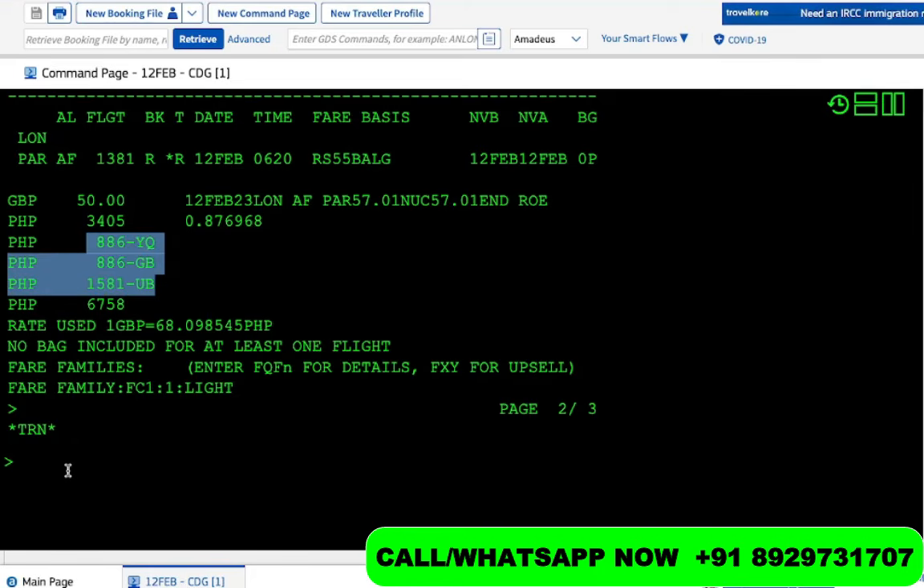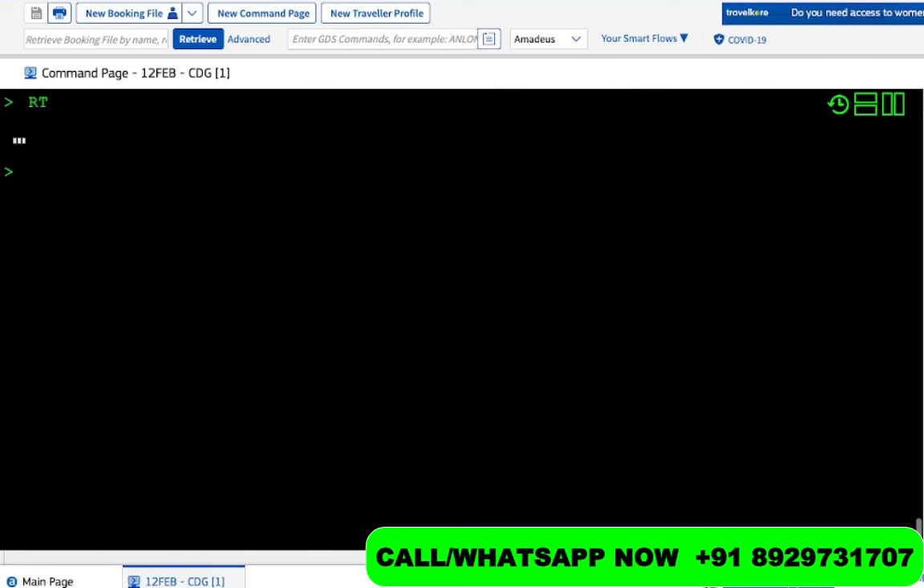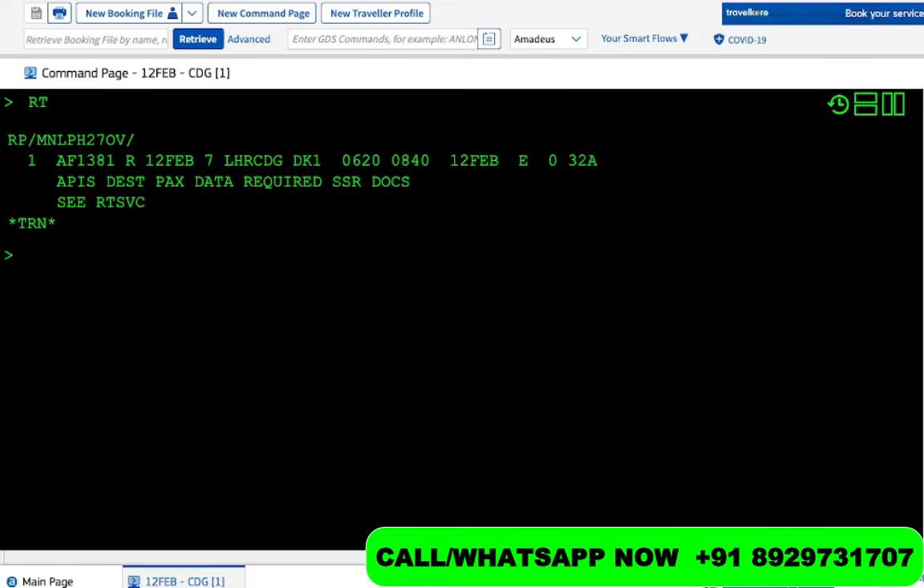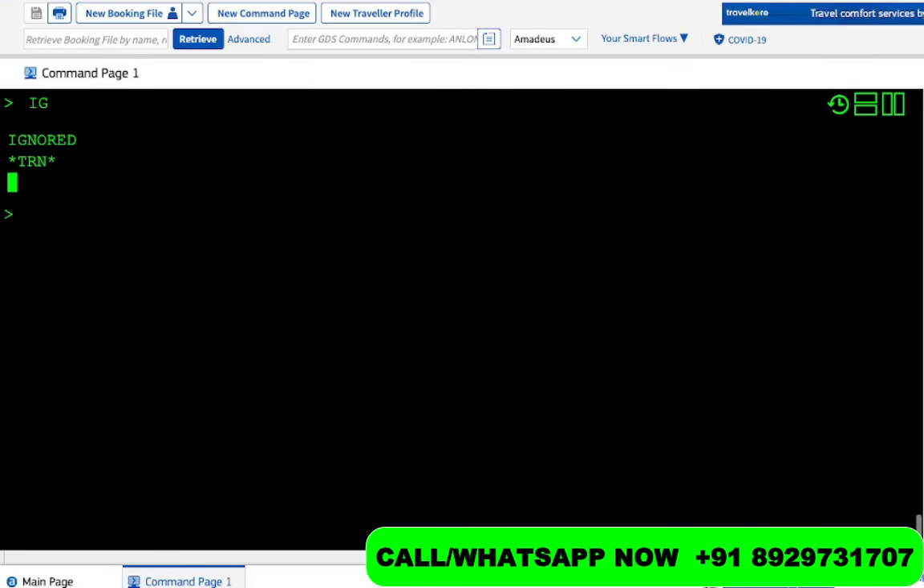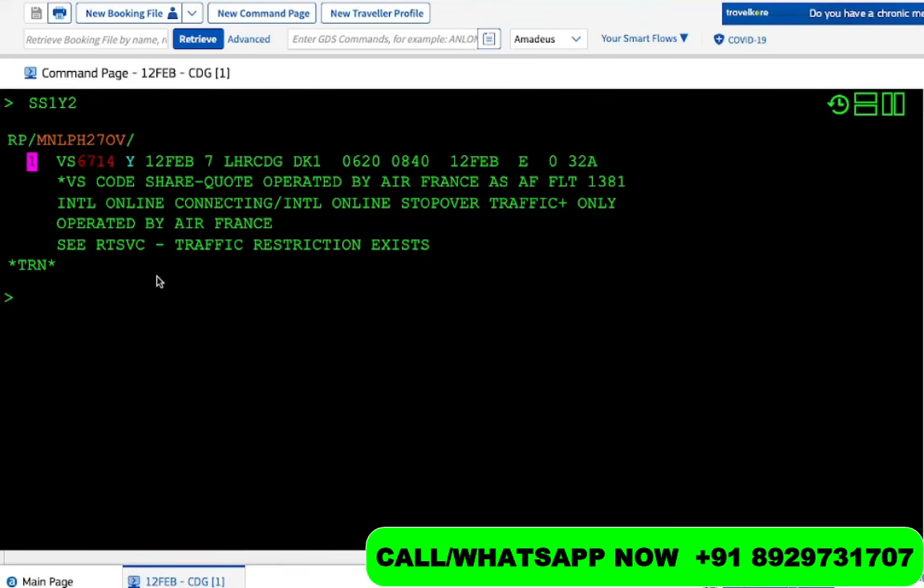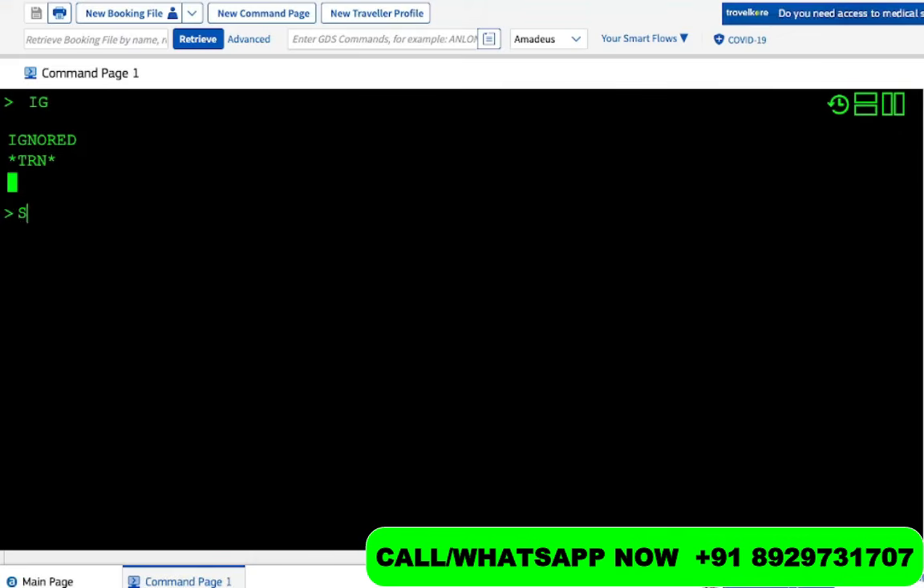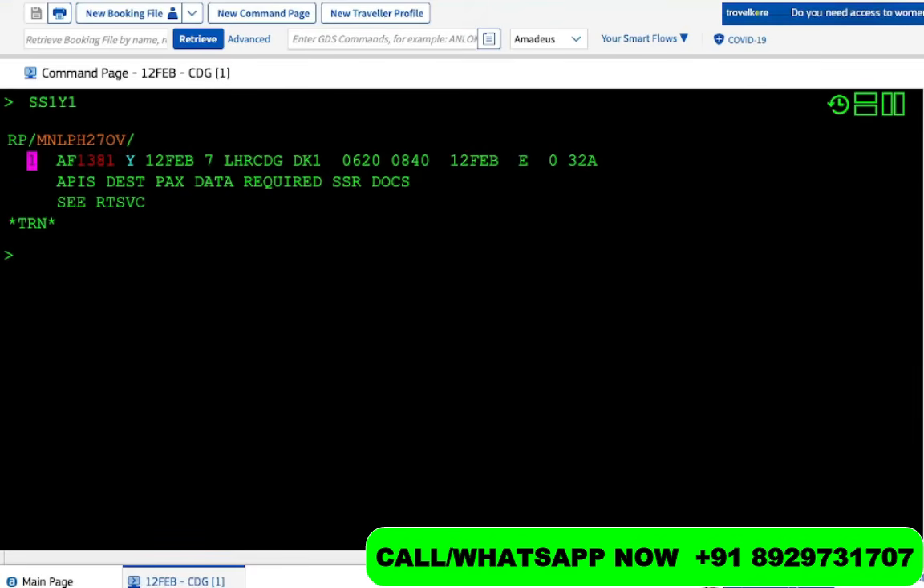Now, the next thing is to save this price. So if you want to save it, you do FXP and so on. So let's say we have SS1 Y1. Was this the flight? Yeah, so we had this flight, 12th of February.